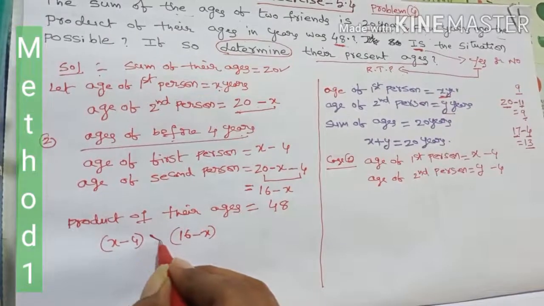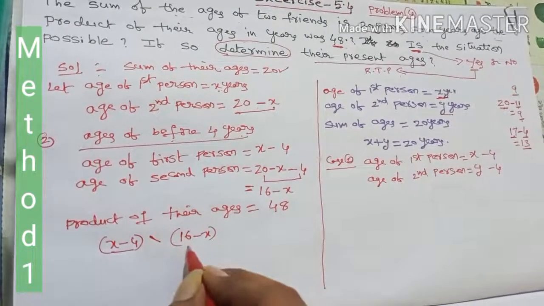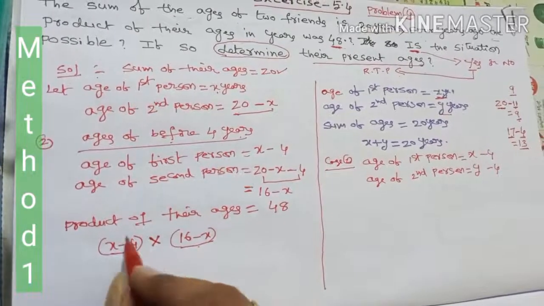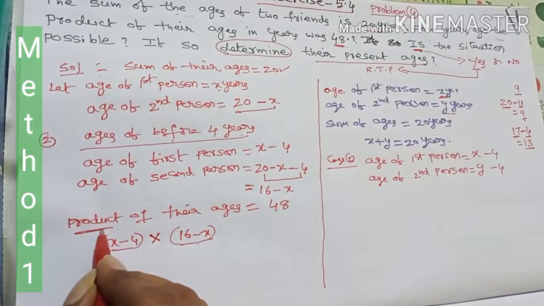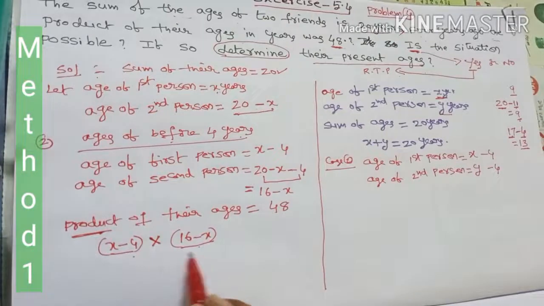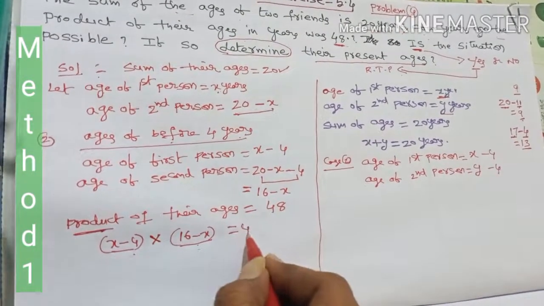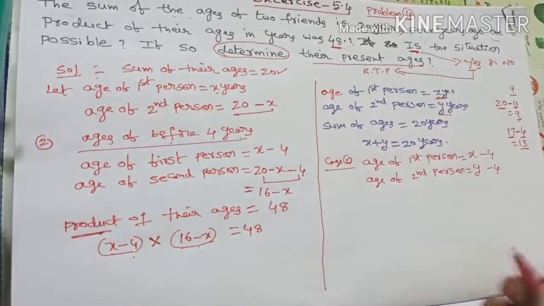You have to multiply the first person's age and the second person's age. You have to multiply these two ages, and you will get the product. So product comes from multiplication. Product is a result that comes from multiplication. Therefore, you have to multiply these two ages, is equal to how much? 48.